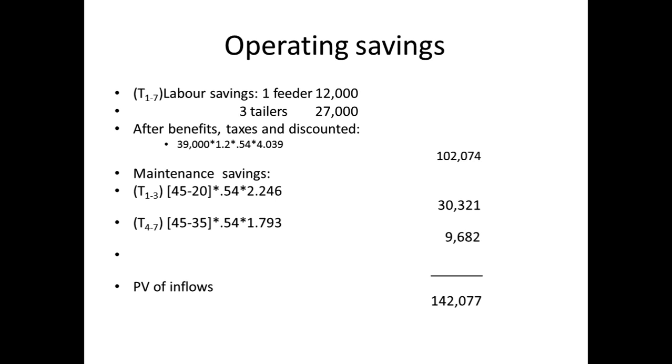Now the operating savings are about 142,033, which is the maintenance savings, again similar to the first machine. The maintenance savings are heavily weighted towards the first 3 years of ownership. Remember that the labor is the amount they pay plus the benefit, so it's multiplied by 1.2, and because labor is deductible, it's the after-tax 0.54. It's the saving times the annuity for 7 years.